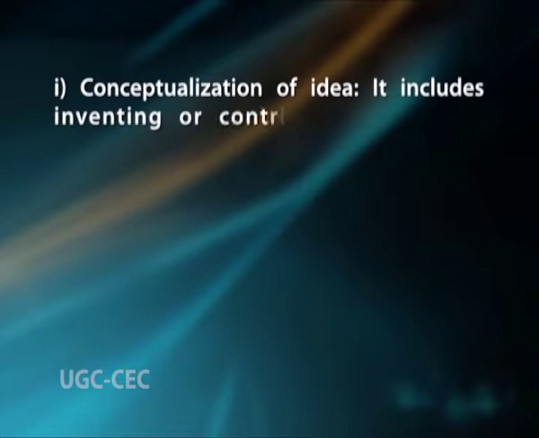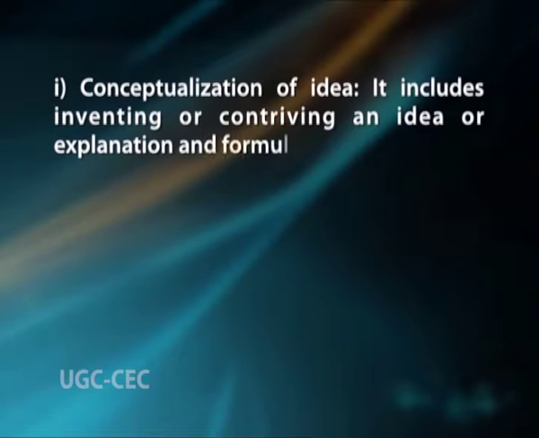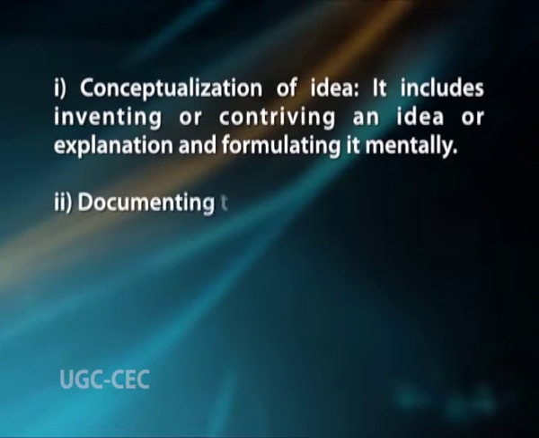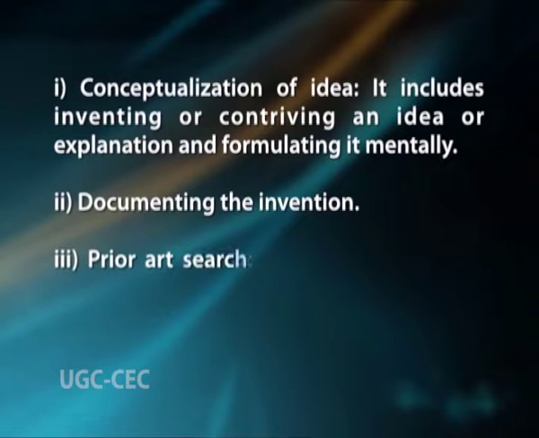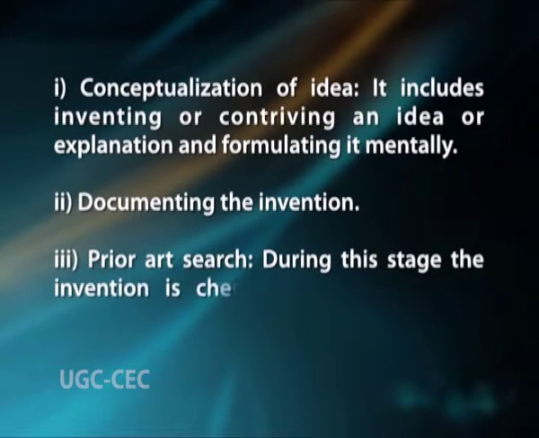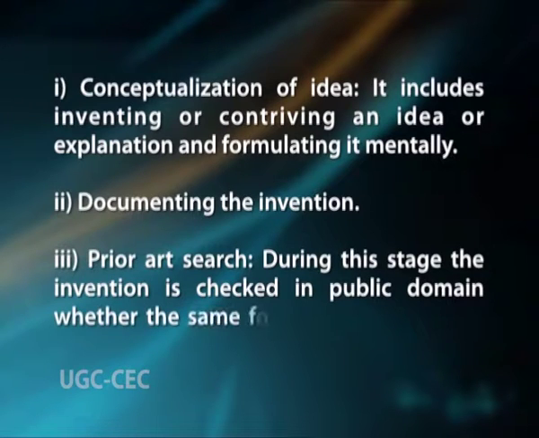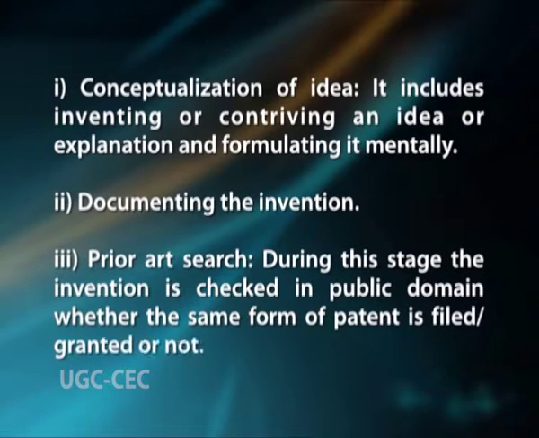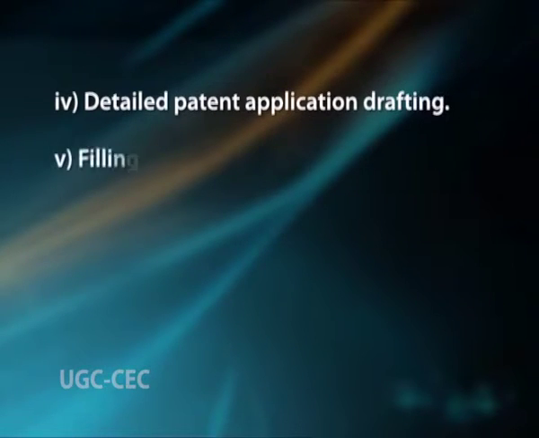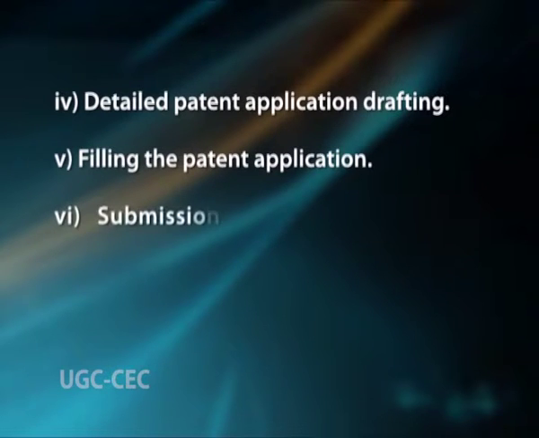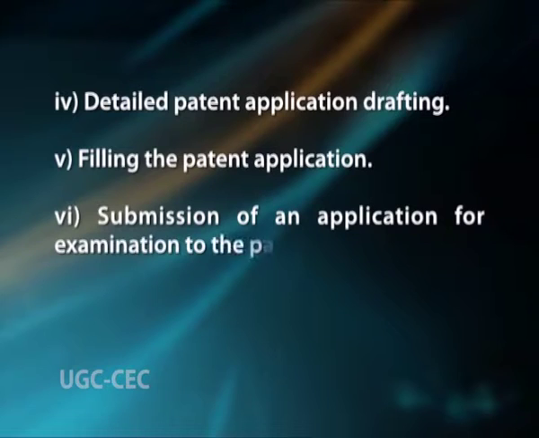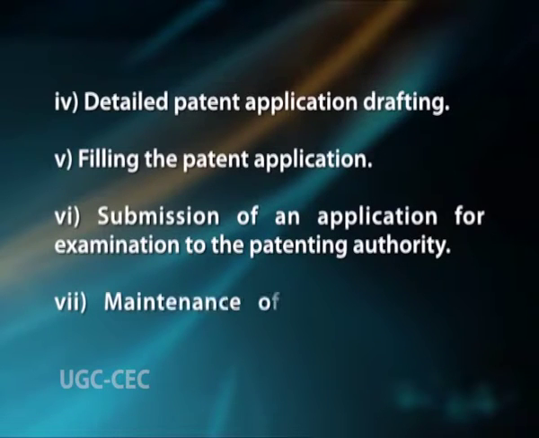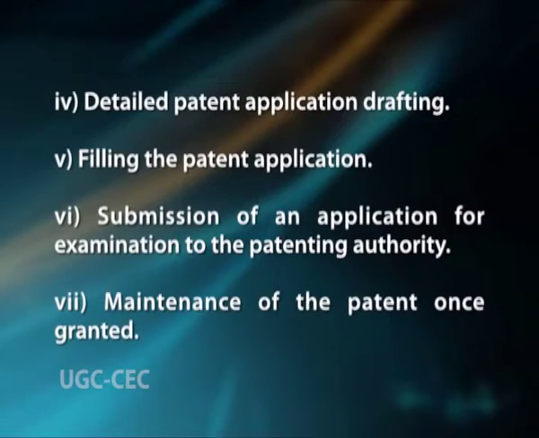Steps involved in patent filing are: conceptualization of the idea. It includes inventing or contriving an idea or explanation and formulating it mentally. Documenting the invention. Prior art search. During this stage, the invention is checked in the public domain to see whether the same form of patent is filed or granted or not. Detailed patent application drafting. Filing the patent application. Submission of an application for examination to the patenting authority. Maintenance of the patent once granted.